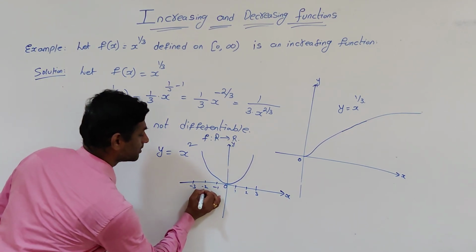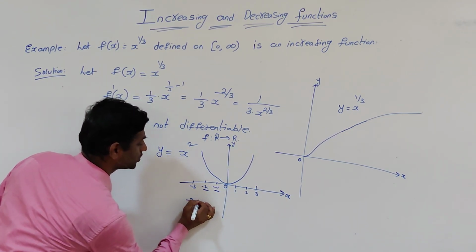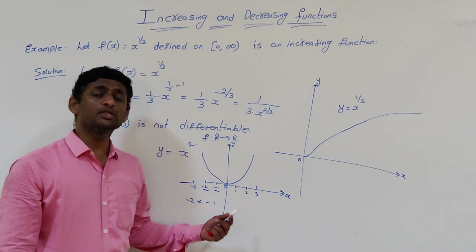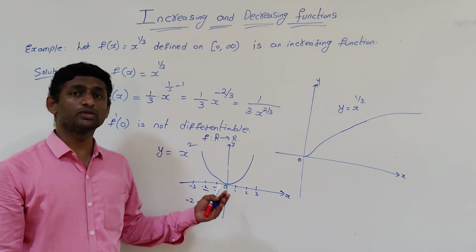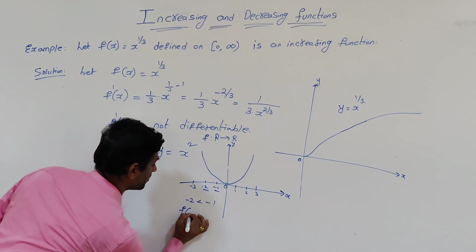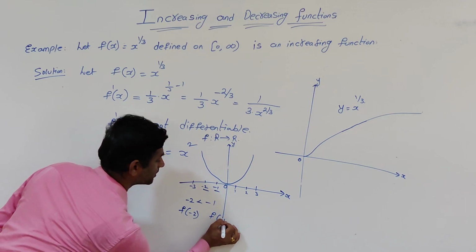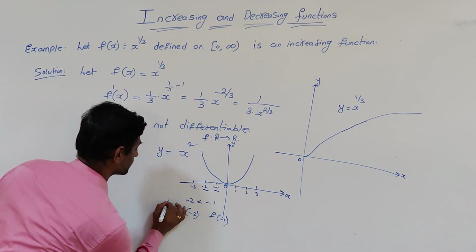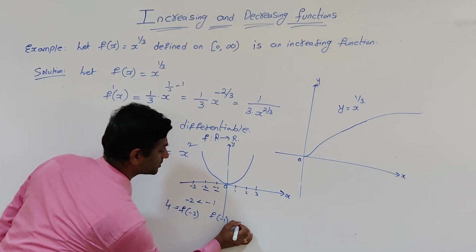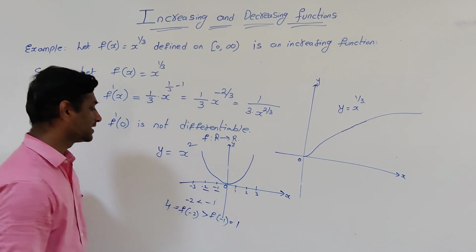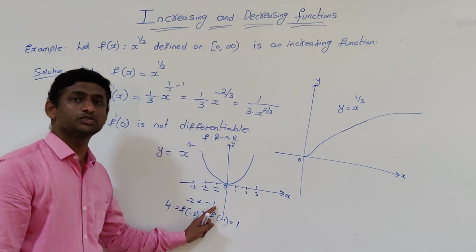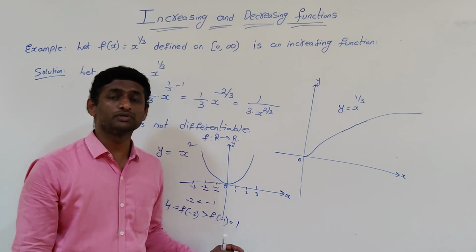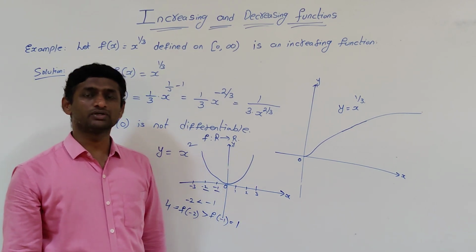Now if I consider minus 2 to minus 1, minus 2 is less than minus 1. But what about their outputs? What about f of minus 2 and f of minus 1? So f of minus 2 is 4 and f of minus 1 is 1, which means 4 is greater than 1. x1 is less than x2, then what are we getting? f of x1 is greater than f of x2, which means it is a decreasing function.